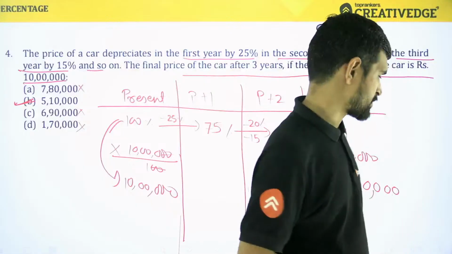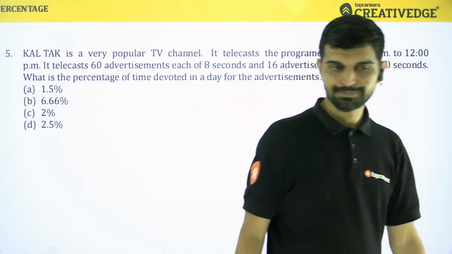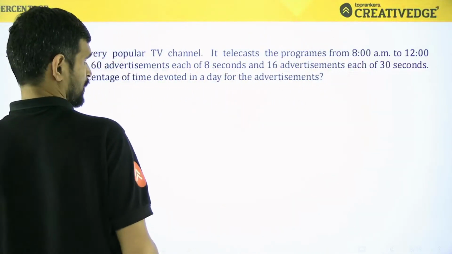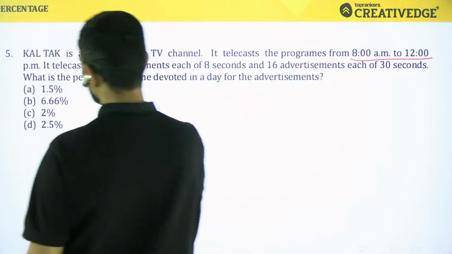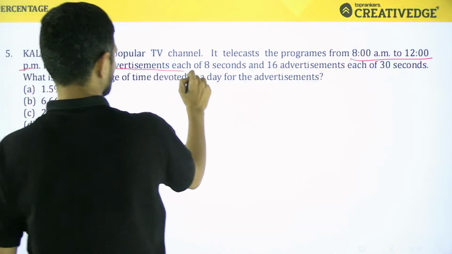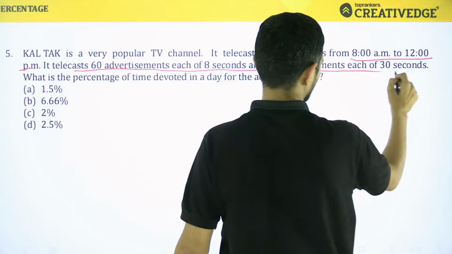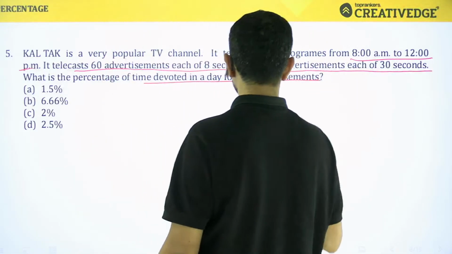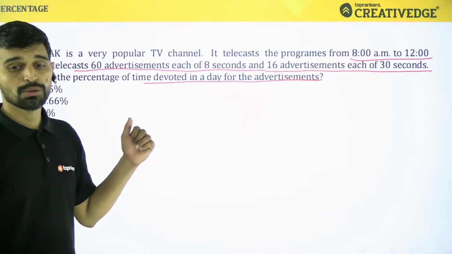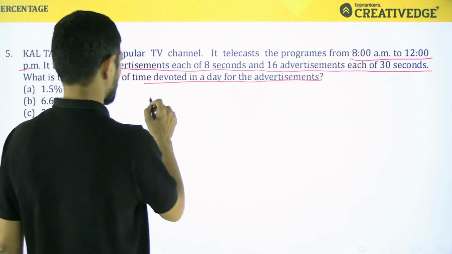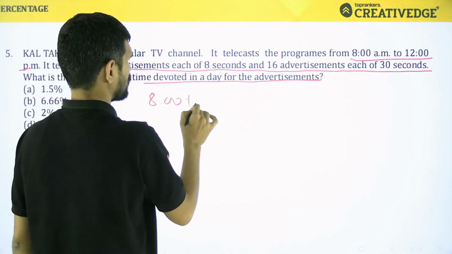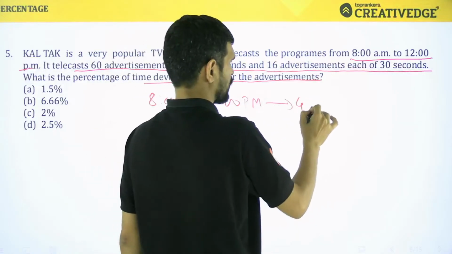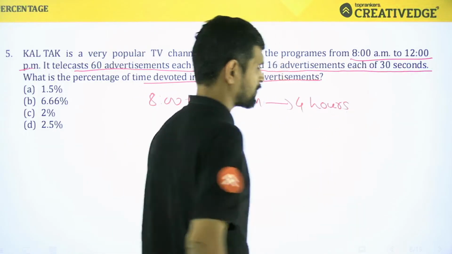Let's talk about the next thing. Next question is Kal Tak is a very popular TV channel. It telecasts programs from 8 a.m. to 12 p.m. It telecasts 60 advertisements each 8 seconds and 16 advertisements each 30 seconds. What is the percentage of time devoted in a day for the advertisements? So the channel runs for 4 hours, 8 a.m. to 12 p.m. This time is 4 hours, right?